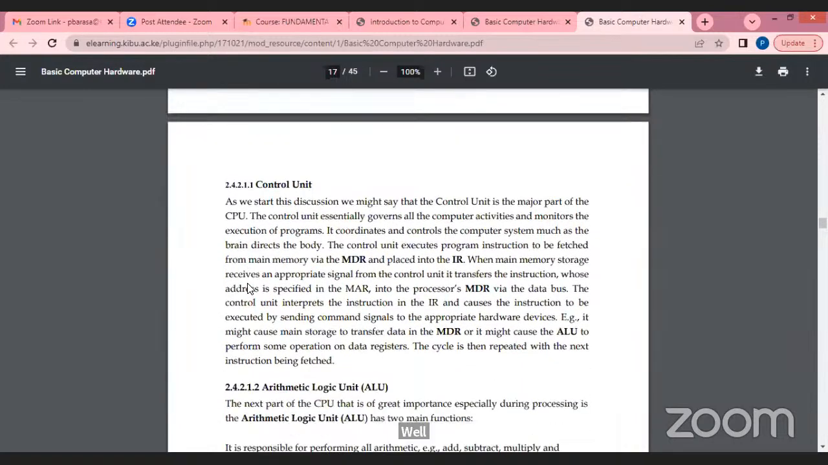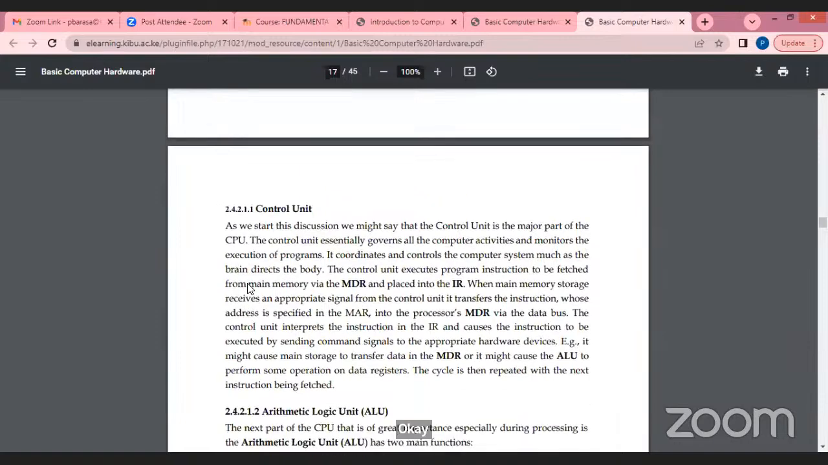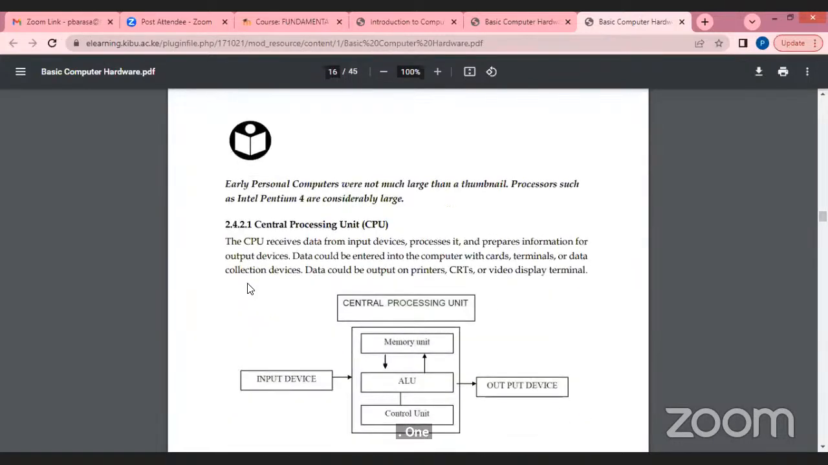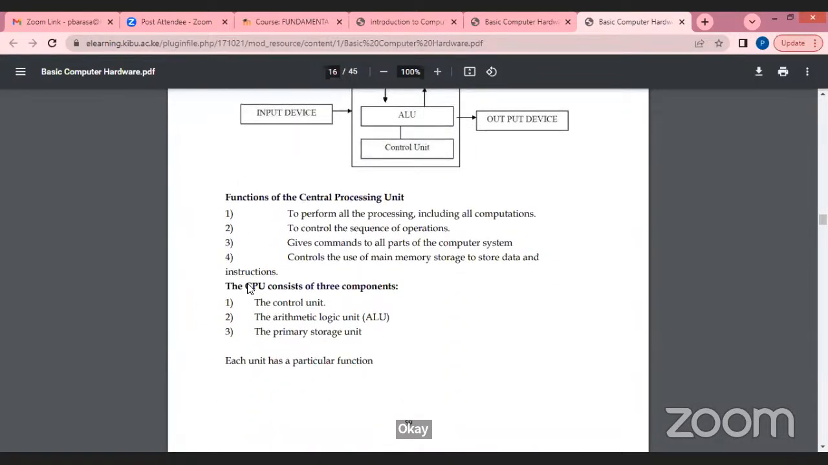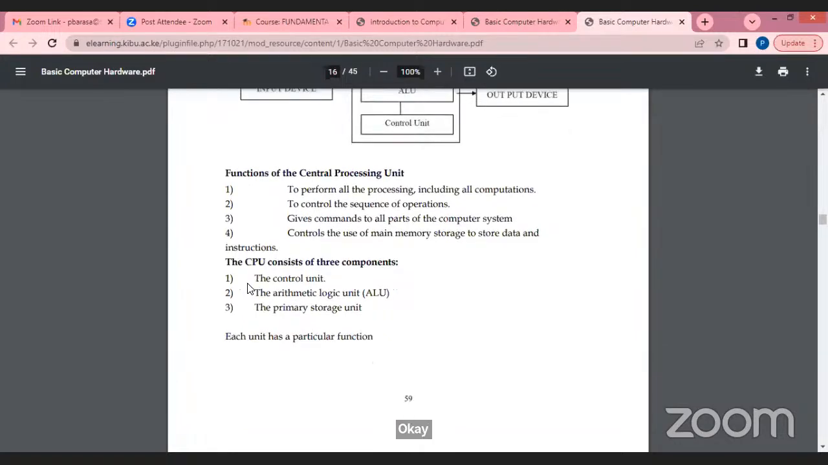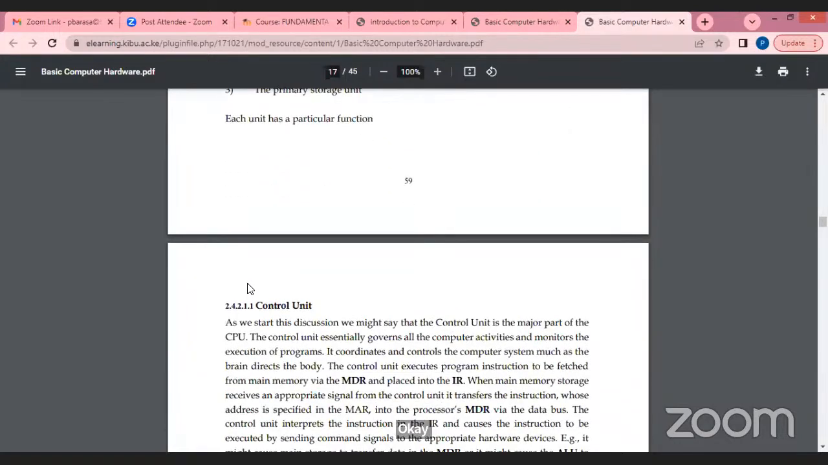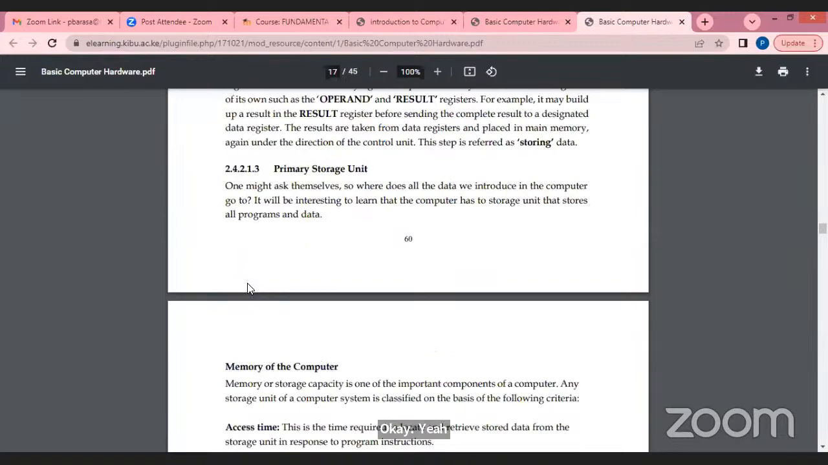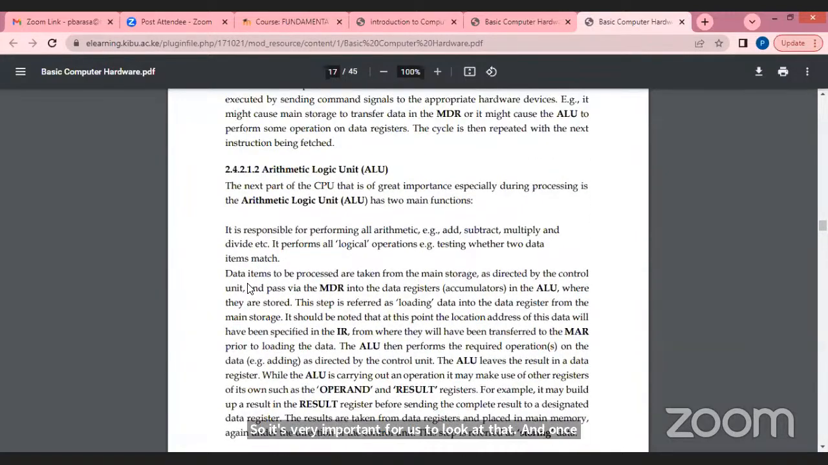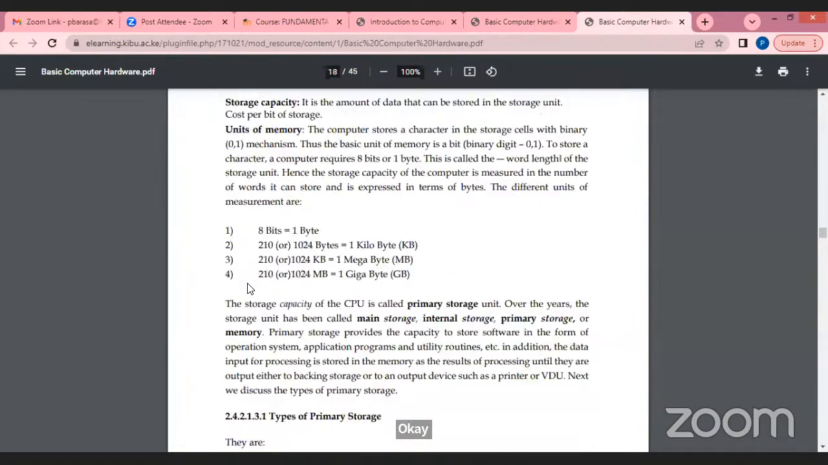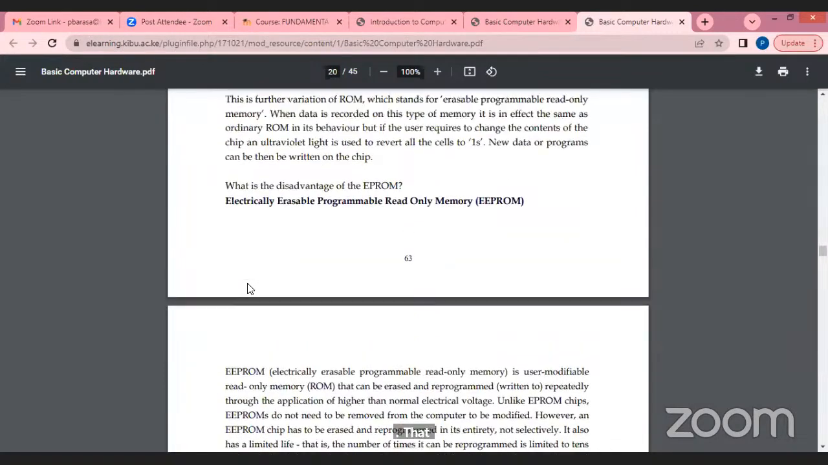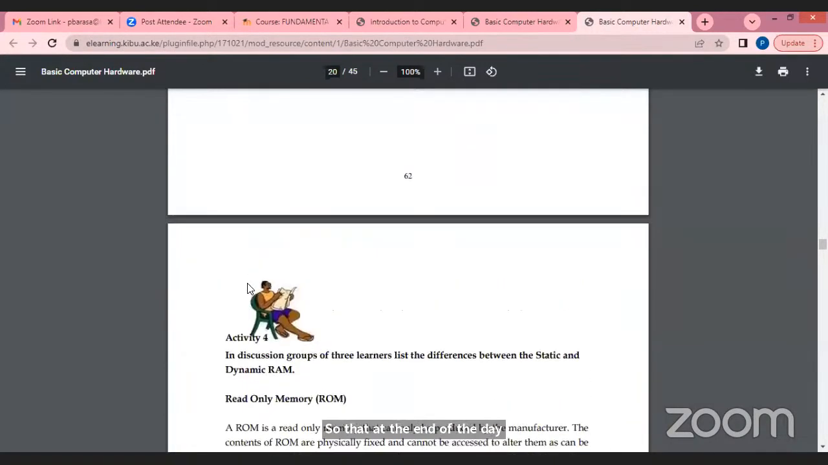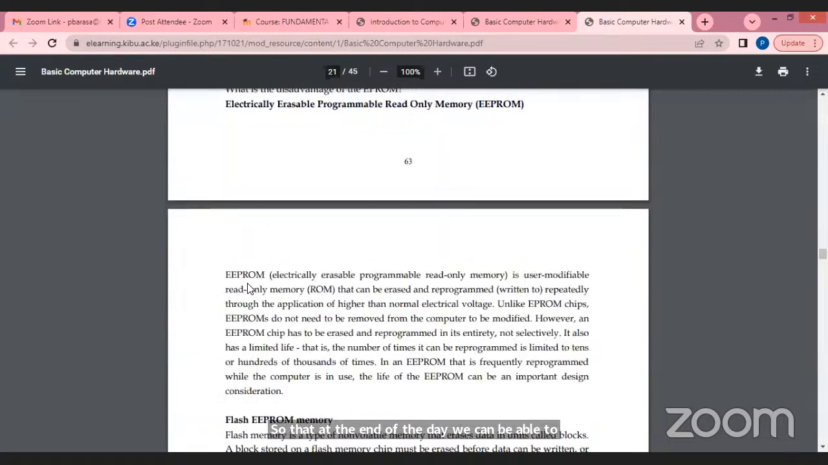So it's very important for you to look at what the control unit does and what the arithmetic logic unit does. It's very important for us to look at that. And once we look at that, we'll also look at the different registers and be able even to do some calculations, so that at the end of the day we can understand what happens in such a computer.